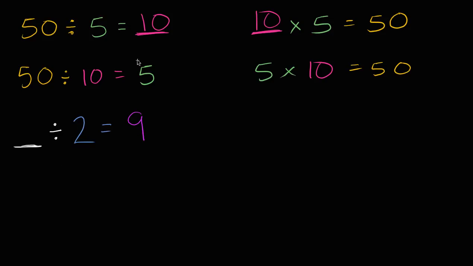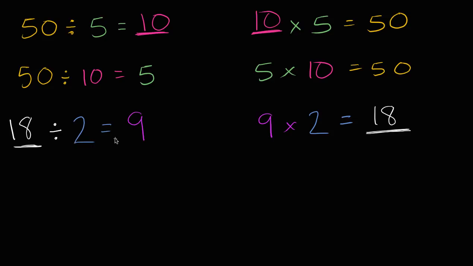Well, one way to think about it, if you said 50 divided by 5 is 10, you could say 10 times 5 is 50. So right over here, we could say 9 times 2 must be equal to our blank. Well, we know what 9 times 2 is. That is 18. So this must be 18. 18 divided by 2 is 9.